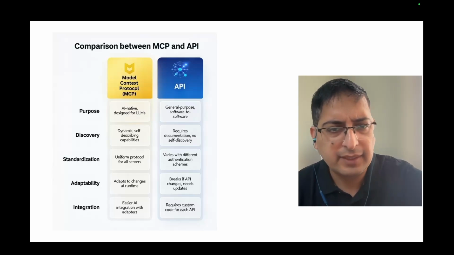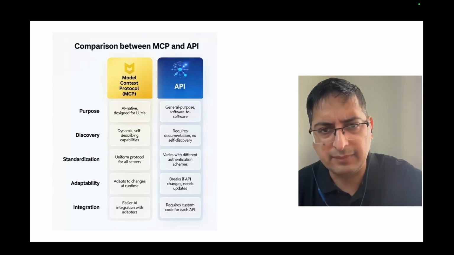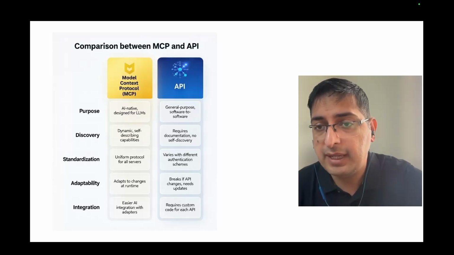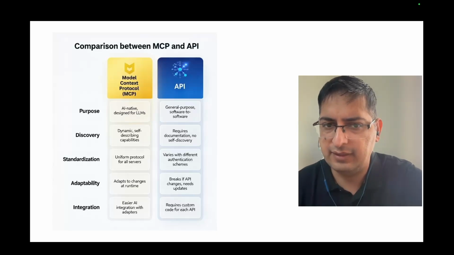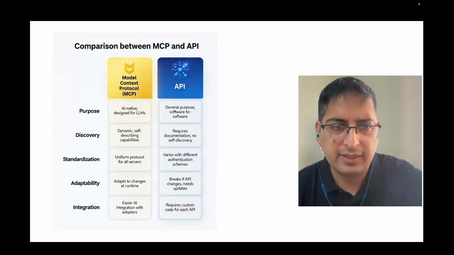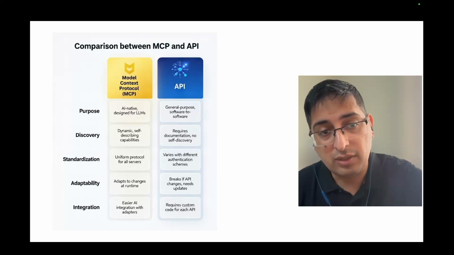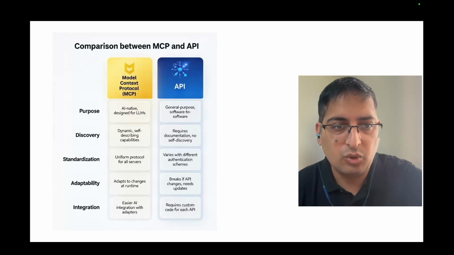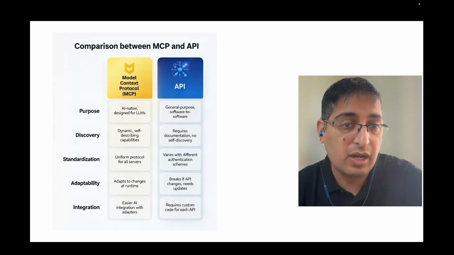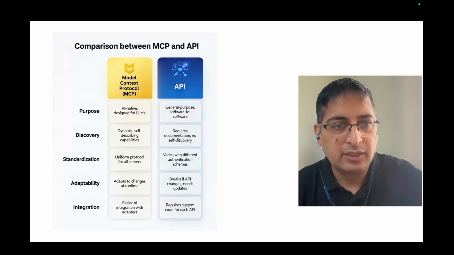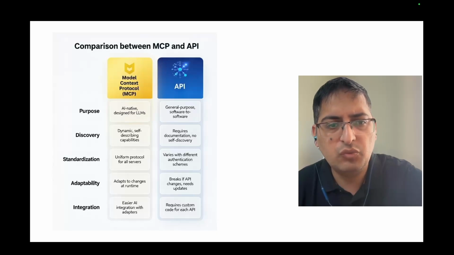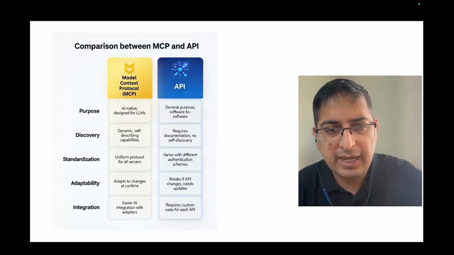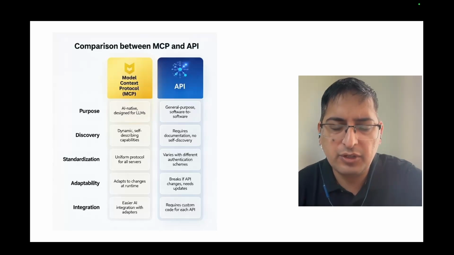The second one is discovery. In the case of APIs, you will need a lot of documentation and there is no self-discovery. The caller of the API has to know what the interface is and what input it is expecting. In Model Context Protocol, there is self-discovery. So the AI agent can ask the MCP server how to call this, how to get this data, and what input you expect, and MCP will share all that information with the AI agent. So MCP is a more standard, uniform protocol for all the servers, and APIs may be different, with different authentication schemes.